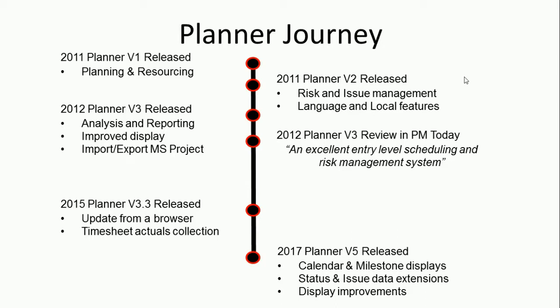2017 though, we're now releasing Planner version 5, with some major new capabilities: calendar and milestone displays, status and issue data extension, so collecting a lot more data from your system and making that available for you in analysis and also through to the main PAB application, and again a range of data display improvements. So lots going on in Planner.